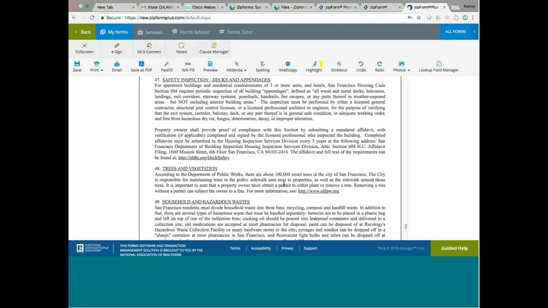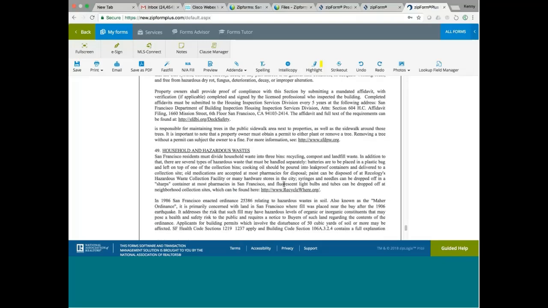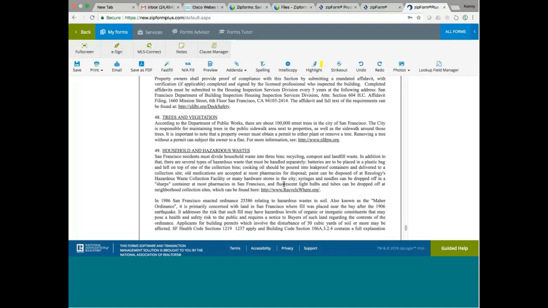Trees and vegetation. Okay, in San Francisco, most of the street trees are actually maintained by the city. If they are on the sidewalk, they are in the public domain area. Those trees are city maintained trees. So you cannot remove any of these trees without the city permitted to do so. Okay?